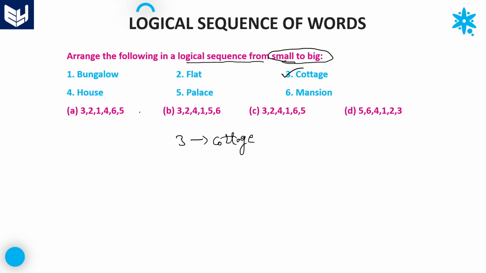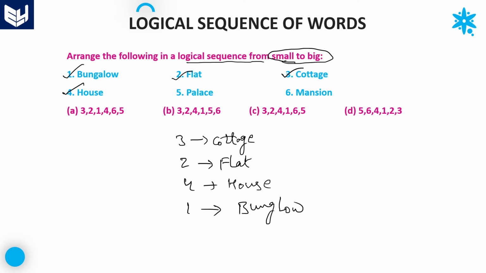This is the first one. After cottage, next smallest one is flat. Second one is flat. After that, house. And the next ones are bungalow, palace and mansion. Out of these 3, next one is bungalow, as we have to arrange all of them in a small to big manner. After bungalow, palace and mansion, these two are left over.